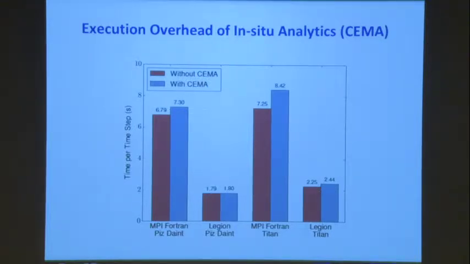But this is in the Fortran code. When you write the SEMA analysis and have it scheduled by Legion, we get an 84% reduction in cost on Titan and a 90% reduction on Piz Daint. So it's virtually free to do the SEMA analysis using the Legion code on Piz Daint.